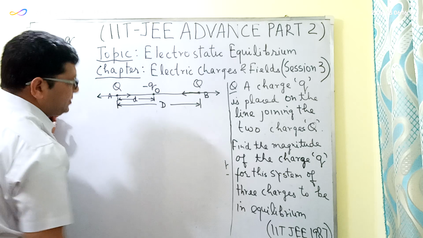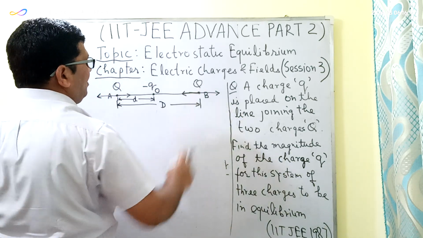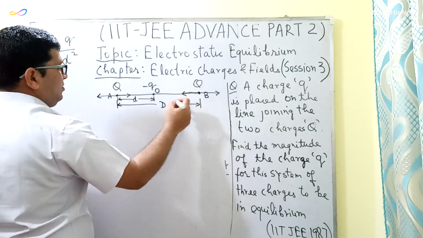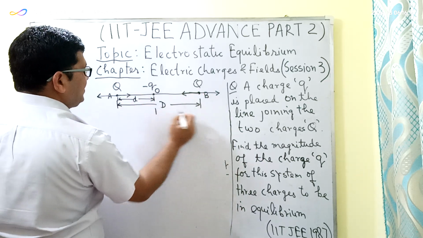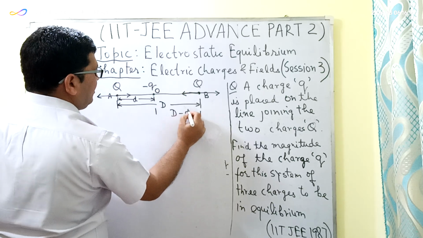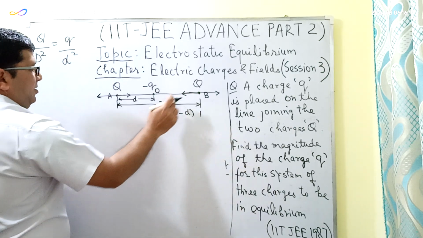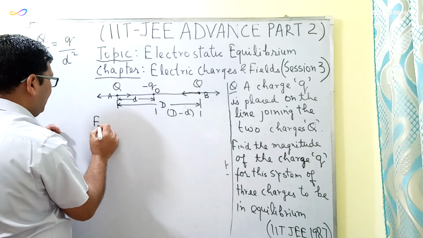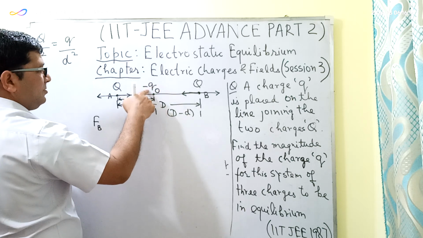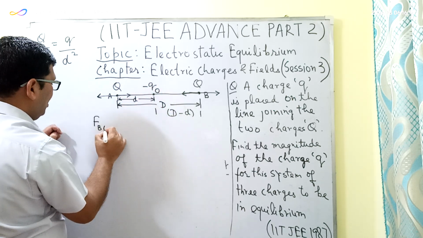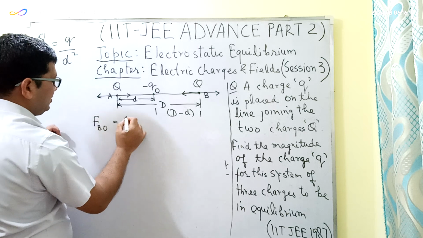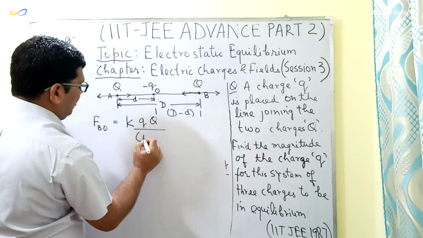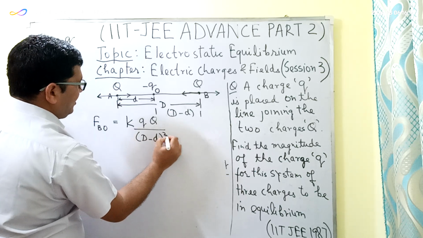Now let us take the case, let us balance the forces on this charge Q which is placed at B. So now if this distance is D, this distance will be equal to D minus d. Okay, so the force on this charge Q which is placed at B due to this charge small q, which is placed at O, which here I am denoting as F_BO, this will be equal to K Q q upon (D minus d) square.